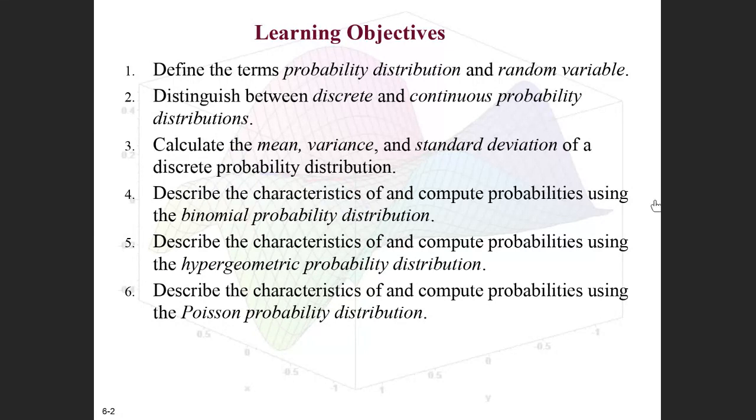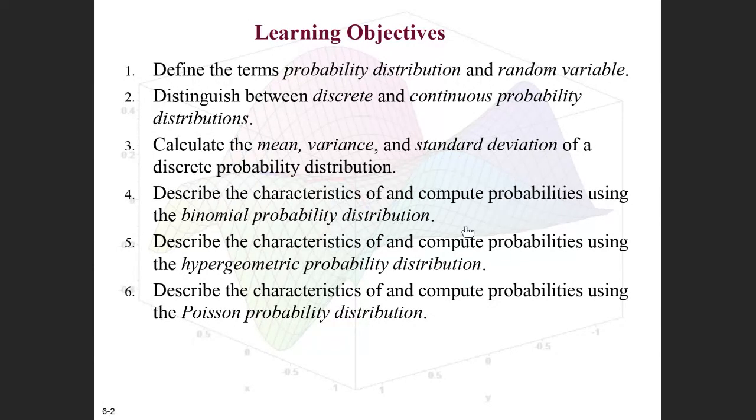Does anybody know what binomial may mean? What does bi mean? What is a bicycle? How many wheels does a bicycle have? 2. Correct. The bi, I think it's Latin, I'm not sure, means 2. So it's 2 and nomial, 2 number probabilities. So you know it's a 2 probability distribution.